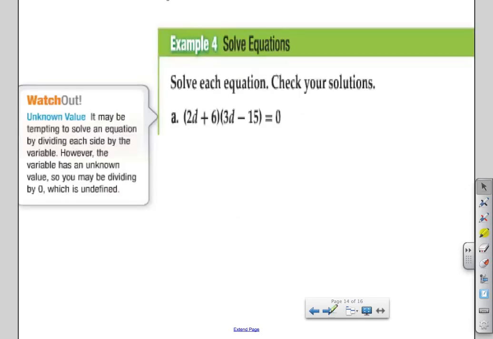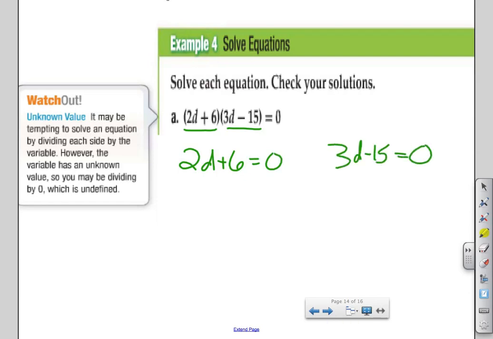Okay. So here we have an equation: the quantity 2d plus 6 times the quantity 3d minus 15 equals 0. All right? Well, we know, because of the zero product property, that either this or this must be 0. So could we find out what d might possibly be? How we're going to do this is we're going to separate these out. We're going to look at this factor and say it's 0, and then we're going to look at this factor, 3d minus 15, and say it is 0.